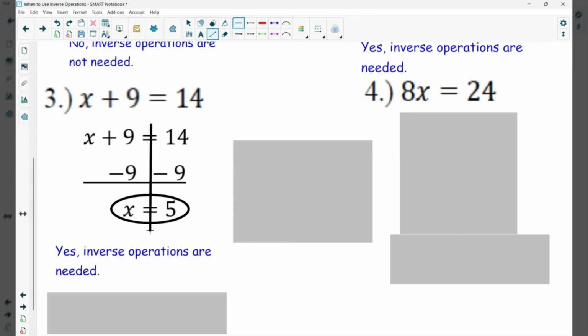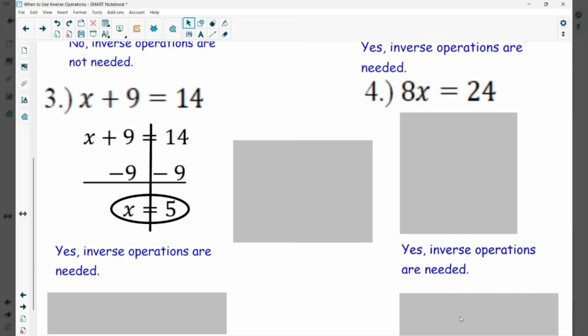Let's take a look at number 4. We have 8x equals 24. Are inverse operations needed? In this problem, inverse operations are needed because x is not by itself. Now, what is happening to the variable x? I know there's nothing between the 8 and the x, but this is 8 times x.